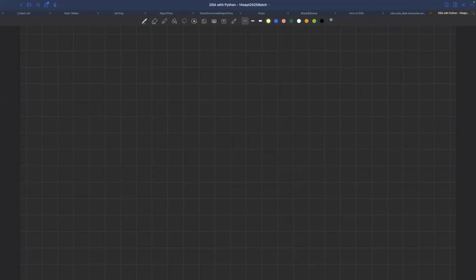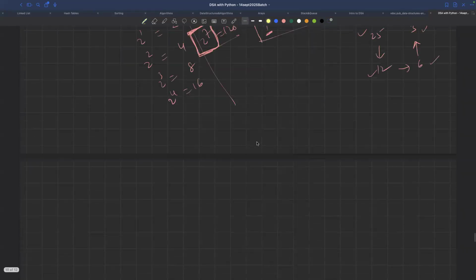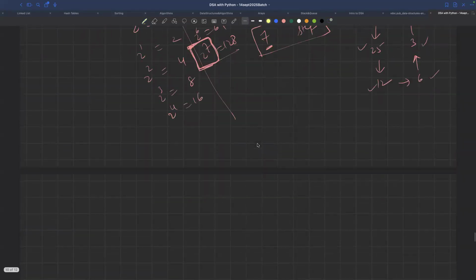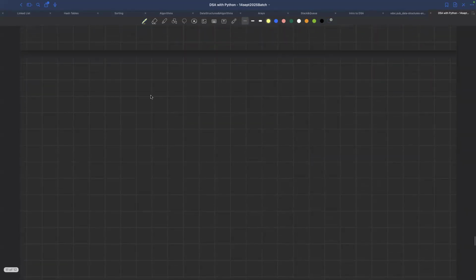Can someone help me with binary search in Python? But how do you determine that it's O of log n? It is like 7 or 8 steps, right? Just a gut feeling, or how did we come across it? Basic maths.